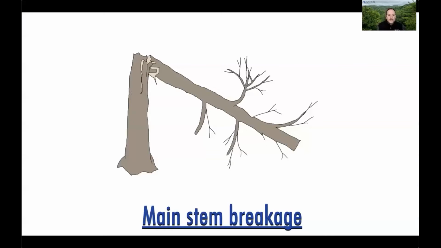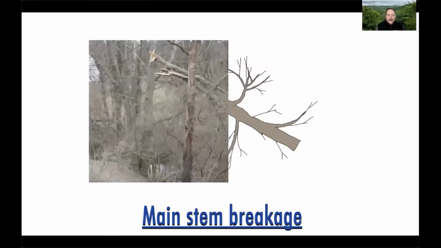A main stem breakage, as you can see here, is where the tree is snapped about a third of the way up. Here's an image to reflect this damage. This tree is obviously not going to recover from this level of damage. Depending on whether there's a merchantable log where the breakage is, this could be a tree that you would identify as one that might potentially be salvaged in your woodland.